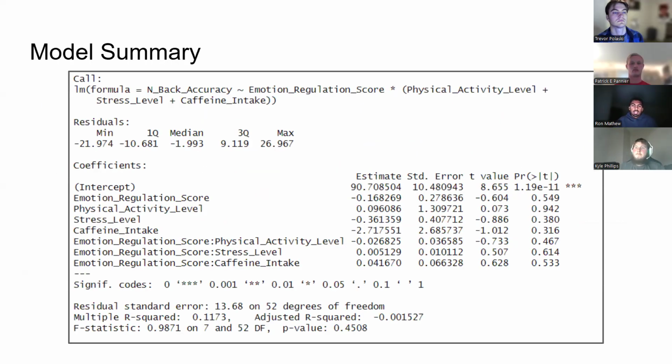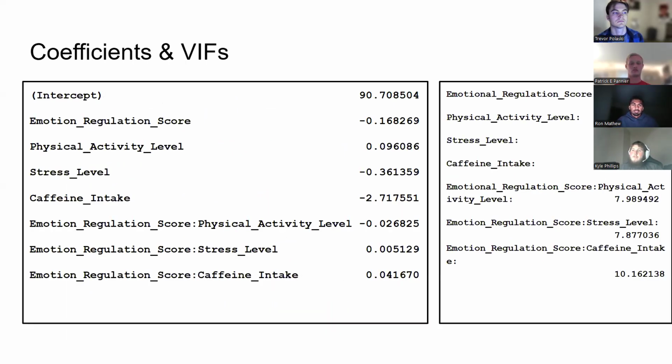In the model summary, we can see that the only significant predictor is the intercept, which is at 90 for the NBAC accuracy score. All the other predictors are insignificant at a 0.05 alpha level, indicating that they don't significantly predict NBAC accuracy. For the coefficients, we can see that the intercept is at 90, and all the other coefficients lie roughly along 0, but caffeine intake is at negative 2.717.